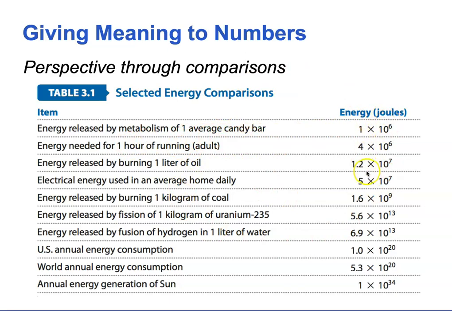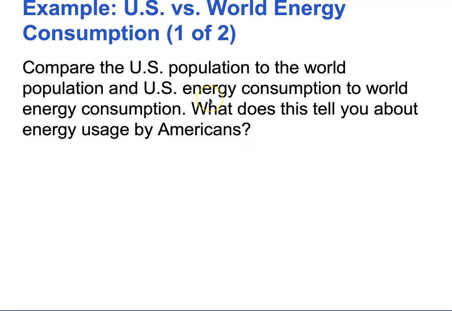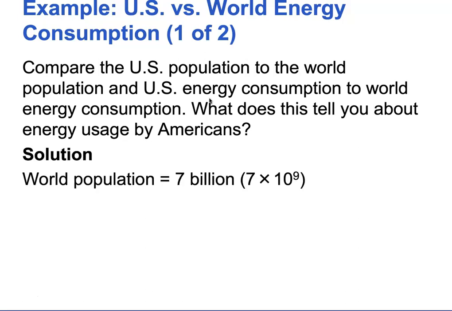All right, so here they would give you a chart, and they tell you information about the energy or the joules, and they put it in scientific notation. Look down here where they have the U.S. annual energy consumption, and then they have the world annual energy consumption. Okay, so those two are in scientific notation. So let's do an example where we use the U.S. versus world energy consumption. Compare the U.S. population to the world population and the U.S. energy consumption to the world energy consumption. What does this tell you about the energy use by Americans?